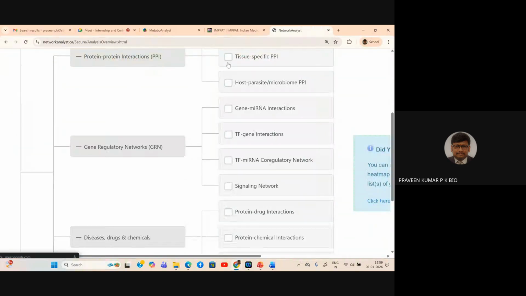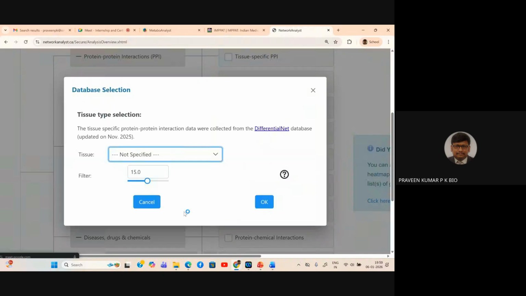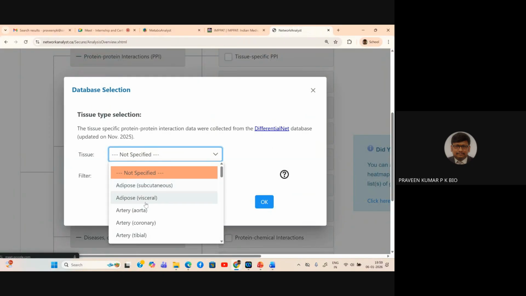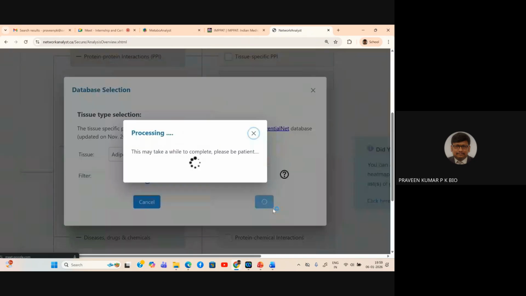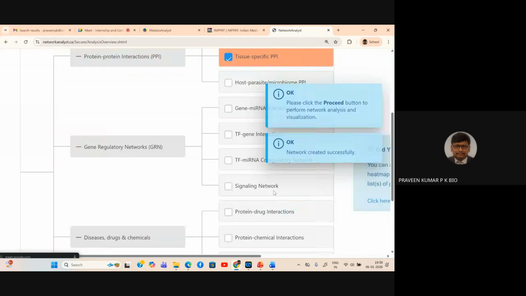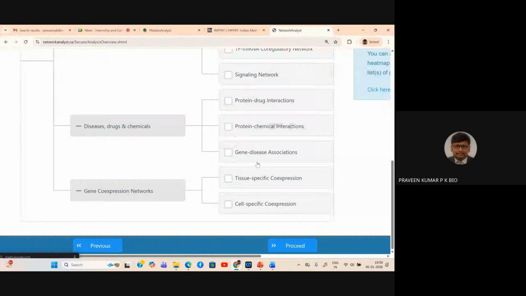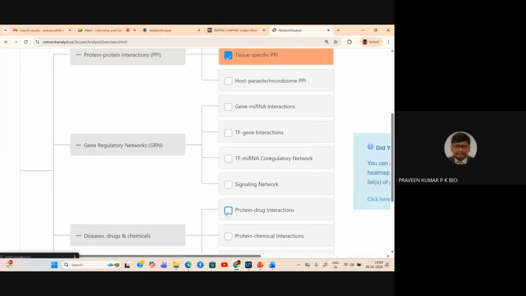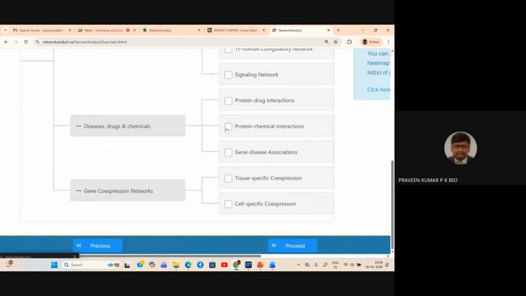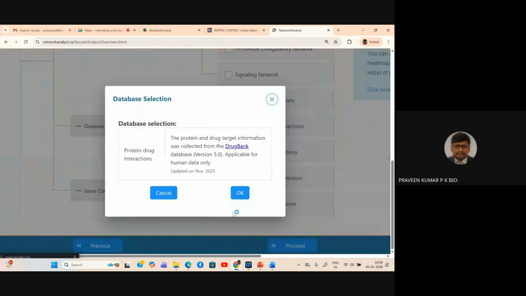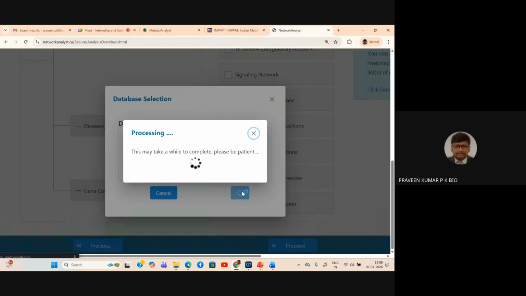So protein interactions, tissue specific, any specific tissue. If it is related to adipose, subcutaneous, then click proceed. You can also select a few more things, whatever you want. We want to check for the protein-drug interactions. We select and we can proceed. The protein and drug targets were collected from DrugBank. Okay, no problem. It is asking everything before proceeding.